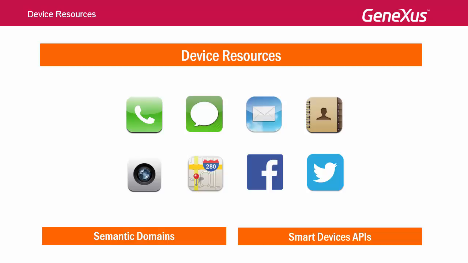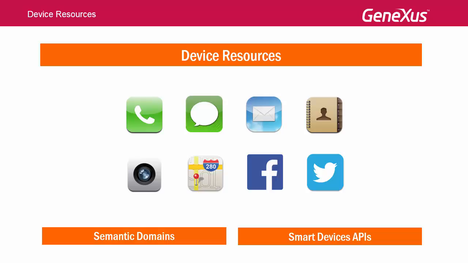Mobile device applications will have to integrate with the physical and logical resources of the device. For example, they must be able to make phone calls, send messages through chat or email programs installed, access and use the address book, use the camera, and GPS, together with map applications, as well as interact with Facebook and Twitter.